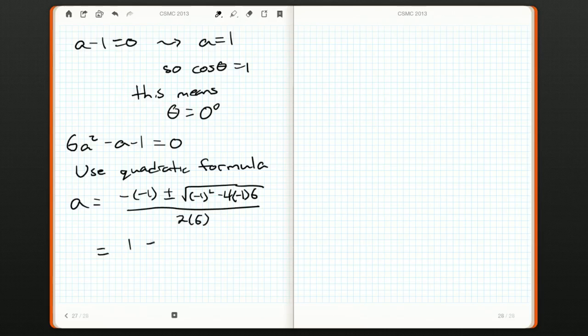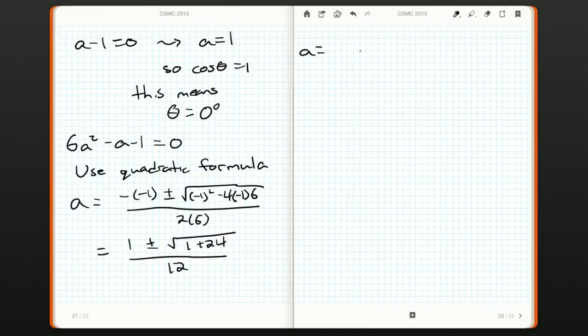So that's 1 plus or minus, and we get 1 plus 24, so that's 25, so we're going to get a nice little fraction here. Finish up on the other side over here. All right, 1 plus 24, that's 25. Square root of 25 is 5. Oh, sorry, not square root of 5. We're just going to have a regular old 5.